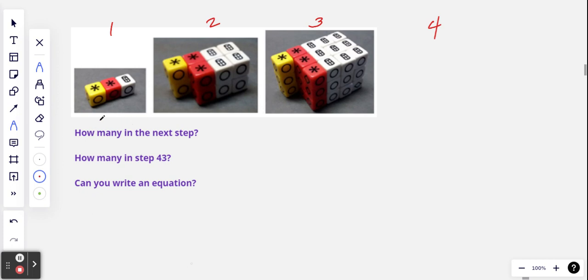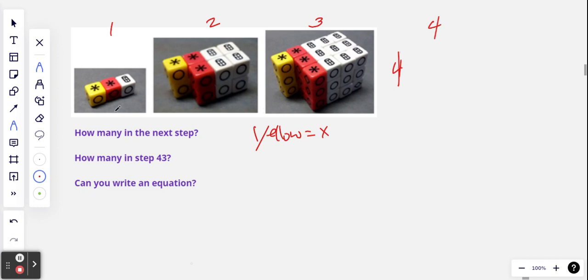So let's just look at the yellow. First it's 1, and then there's 2 yellow dice, and then there's 3 yellow dice. So yellow, to me, just looks like the step number. So it's just x. So the number of yellow dice here is going to be 4 yellows.